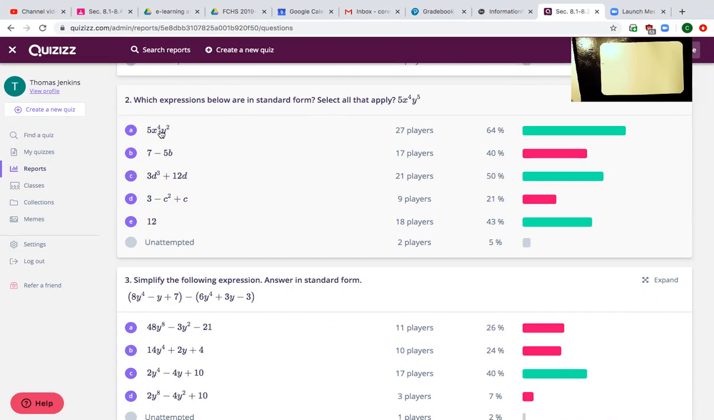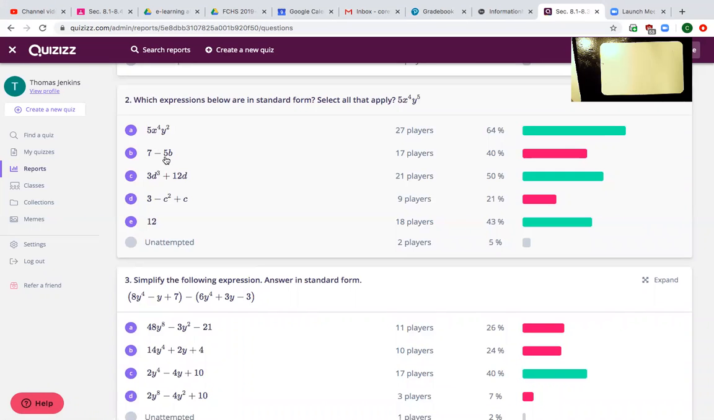Now, looking at A, that is just a single term, so there's no way that it wouldn't be in standard form. A lot of people got that one right. It's not because the 4 comes before the 2. It could be x squared y to the 4th. It's just because it's one term.